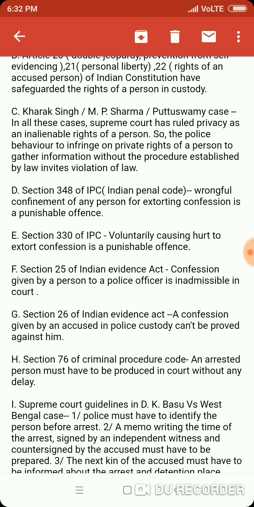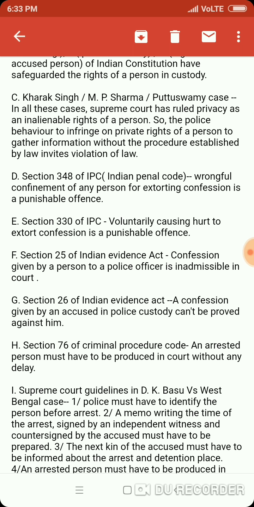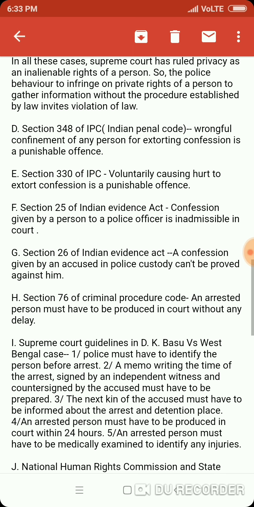Number 6, the Kharak Singh, MP Sharma, and Puttaswamy cases. These three cases are also directly or indirectly related to custodial protection, because in all these cases the Supreme Court says that privacy is an inalienable right of the person. Privacy cannot be separated from the individual rights of the person. So police behavior that infringes on the private rights of a person to gather information without the procedure established by law is a violation of law.